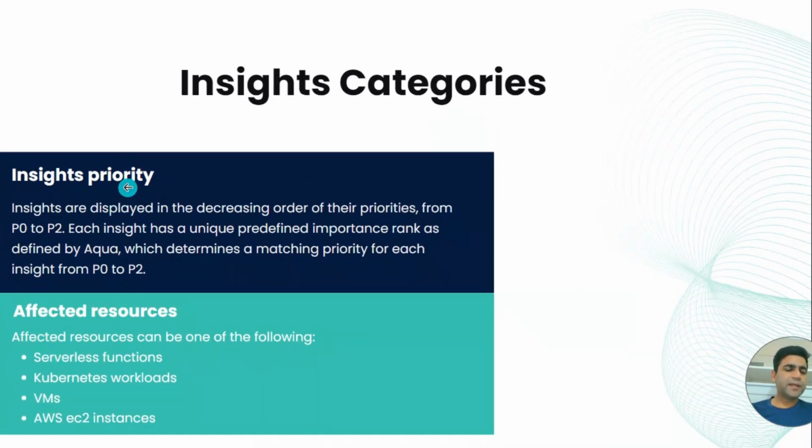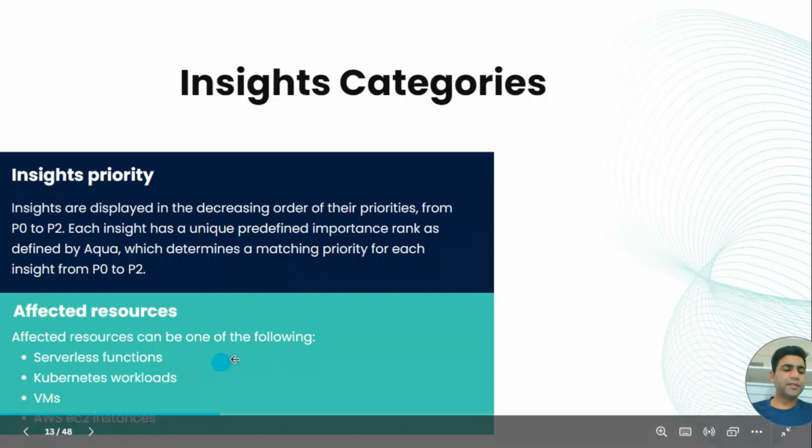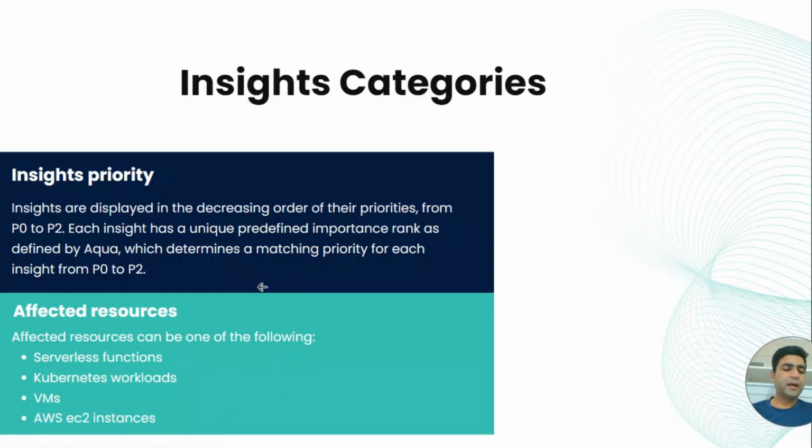The next is insight priority, the basis of their classification starting from P0 till P2. That's just an example, but there could be different classifications based on the severity of the matching criteria. Then affected resources, as we have seen in the graphical user interface, different resources could be affected by this vulnerability, like Lambda functions, Kubernetes workloads, VMs, or EC2 instances. Any resource could be affected.